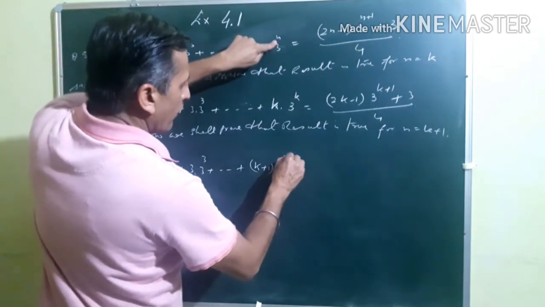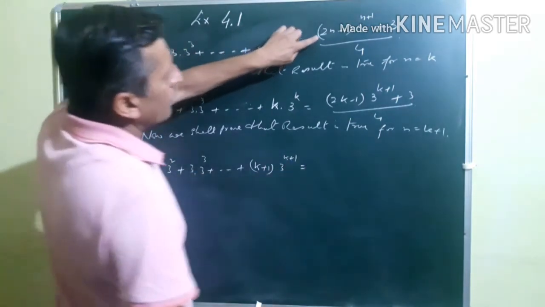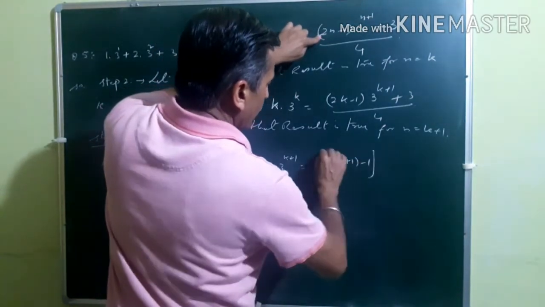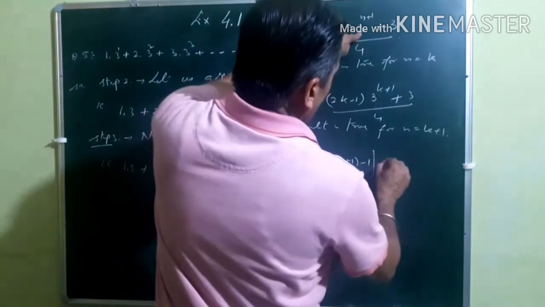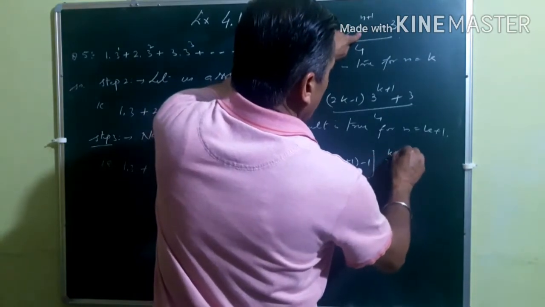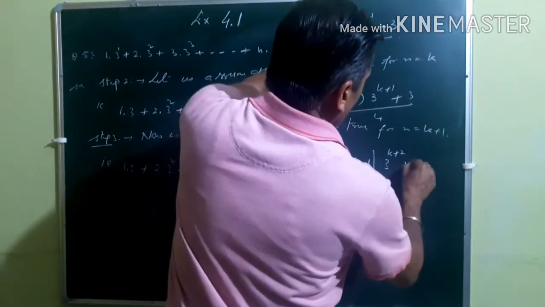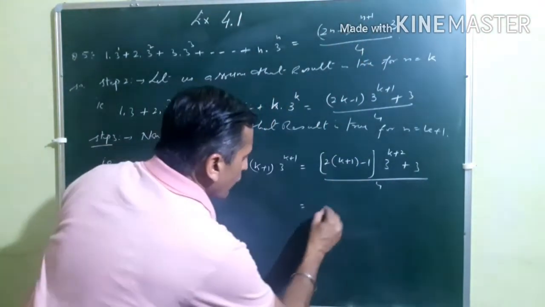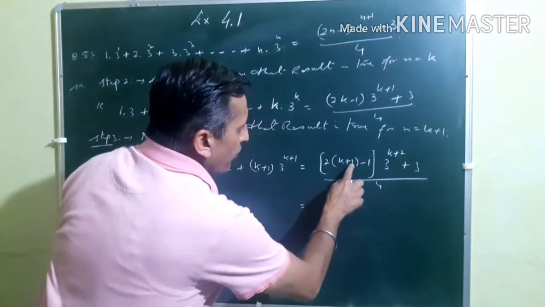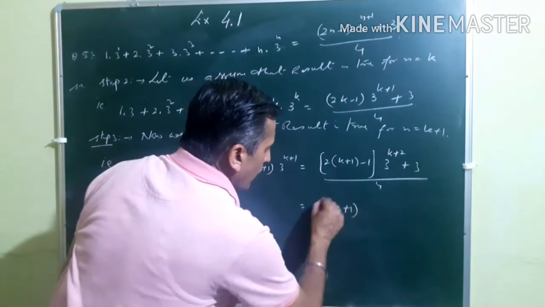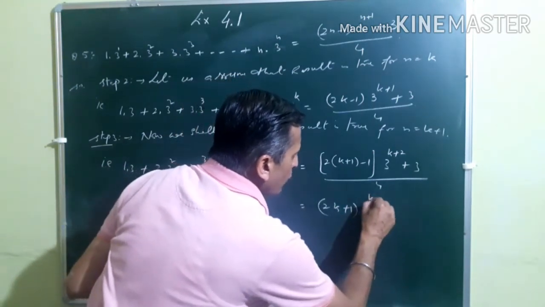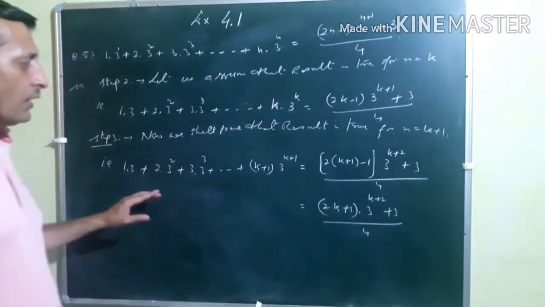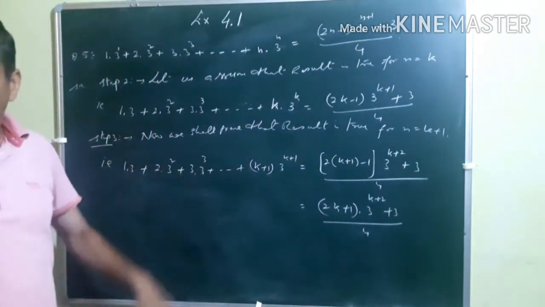3 raised to the power k plus 1 is equal to, similarly, 2 into k plus 1 minus 1, into 3 raised to the power k plus 1 plus 1, plus 3, whole upon 4. Let us solve this one. So it is equal to 2k plus 2 minus 1, that is 2k plus 1, into 3 raised to the power k plus 2 plus 3, whole upon 4. So we have to show this result.